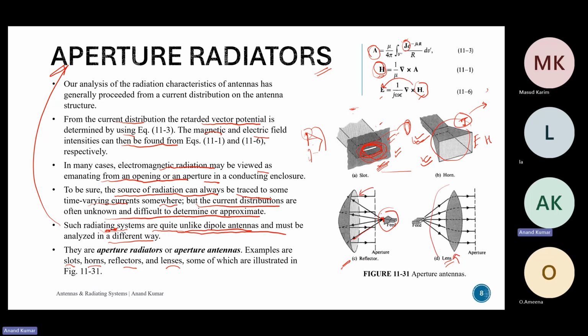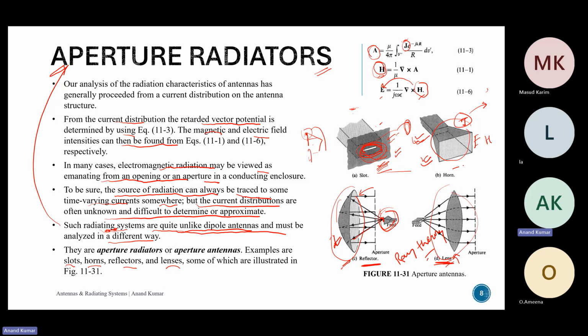So in this case, we do not use the current distribution, because the current distribution over here at the feed or on the reflector is unknown, and we can solve it differently. So in the case of reflector and lens, we can use the ray theory, which we probably won't be covering today, but just to let you know, we can use ray theory.